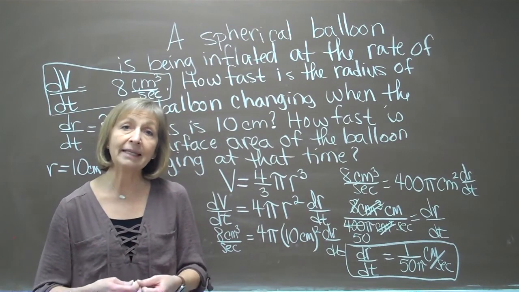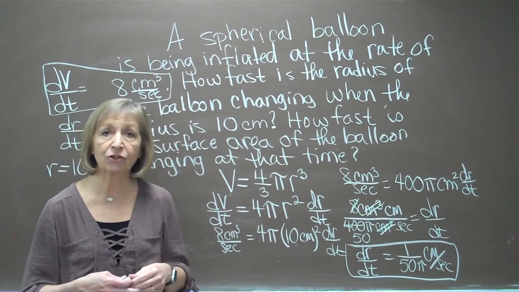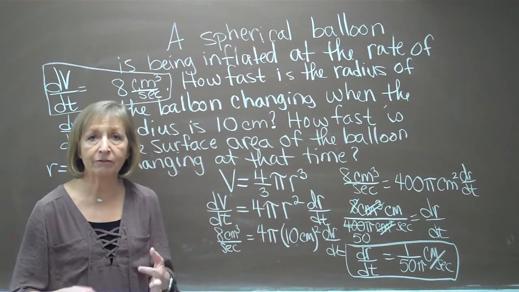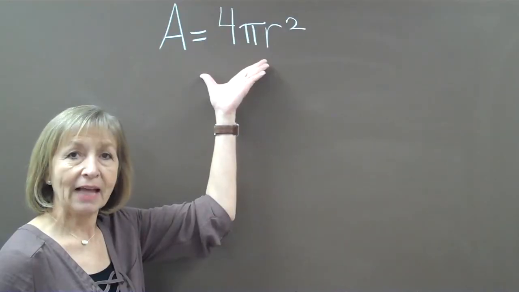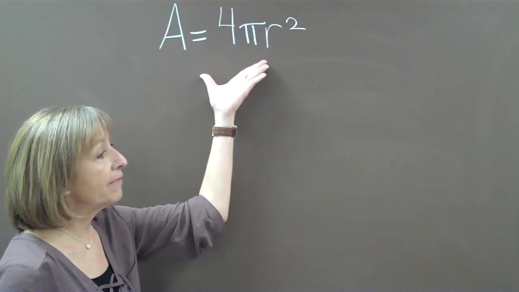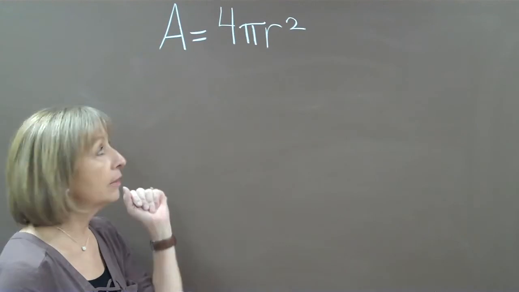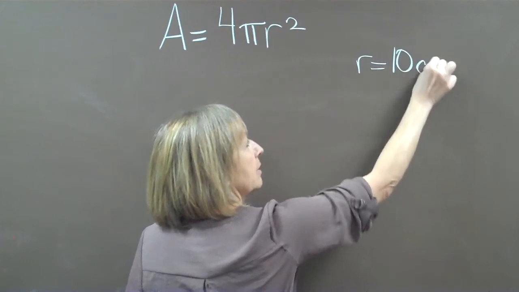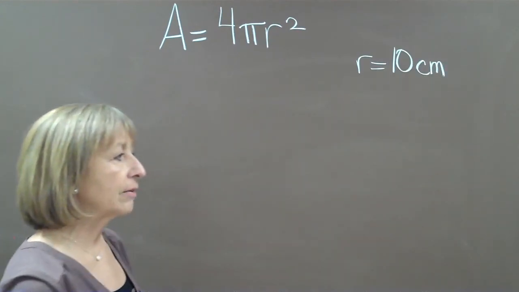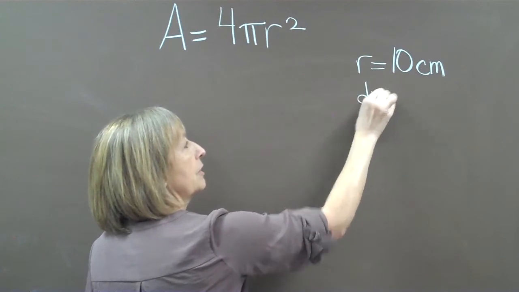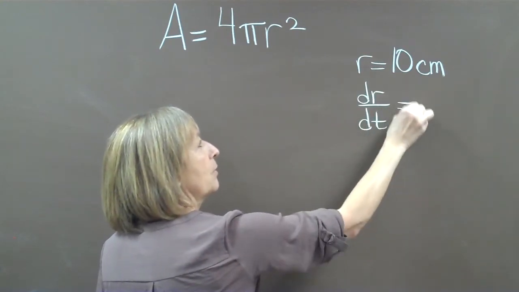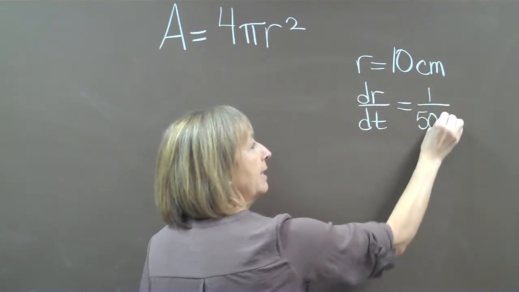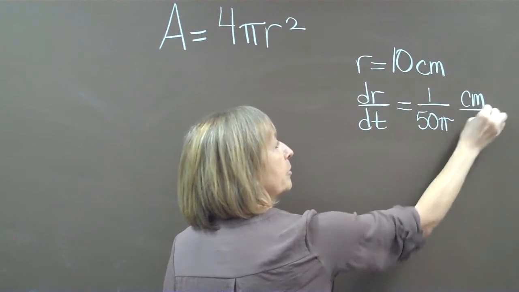So we're going to do that next, and making sure we say at that time means that the other values that we have are information that we can use. We've got our equation, and we have information that we found before. We know it's when the radius is 10 centimeters. And we also found in the last part of the solution that dr/dt, when the radius is 10 centimeters, is 1 over 50 pi centimeters per second.